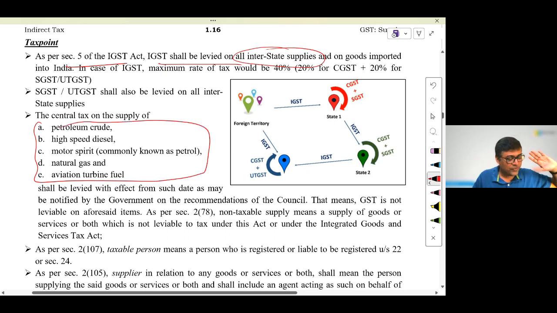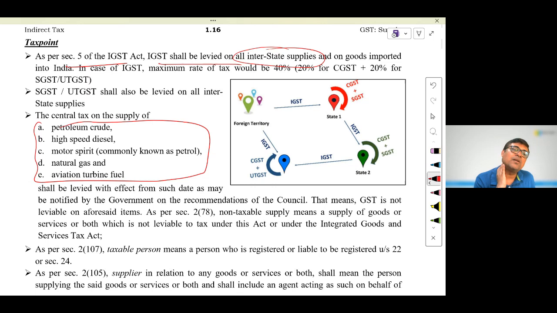Alcoholic liquor is not applicable. It is outside the purview of the GST. If the government wants to levy GST on alcoholic liquor, they are supposed to amend the constitution. However, in these 5 types of items, whenever the government wants, they may activate the GST. What are these 5 items?